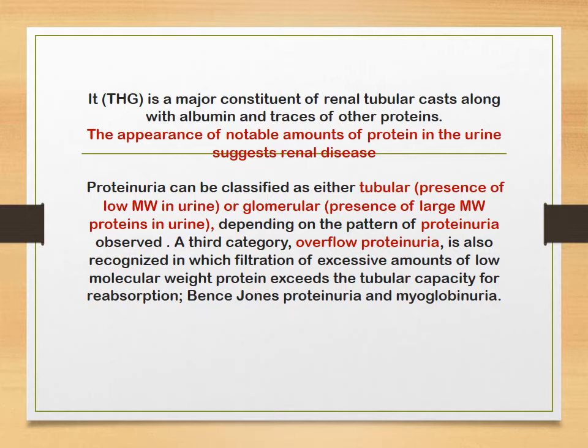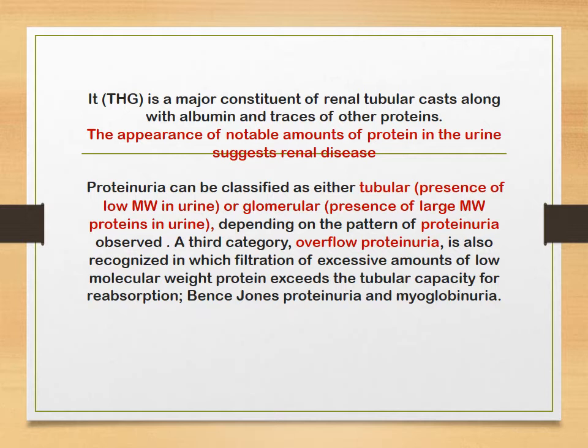Proteinuria is classified as tubular, which means the presence of low molecular weight proteins in the urine at high concentration due to damage of the tubules and inability to reabsorb these filtered low molecular weight proteins, or glomerular, due to damage of the glomeruli allowing leakage of high molecular weight protein, which is present in the urine at high concentration. So tubular and glomerular.